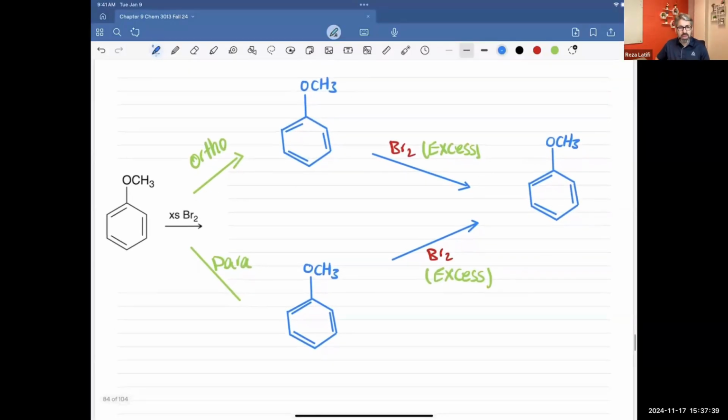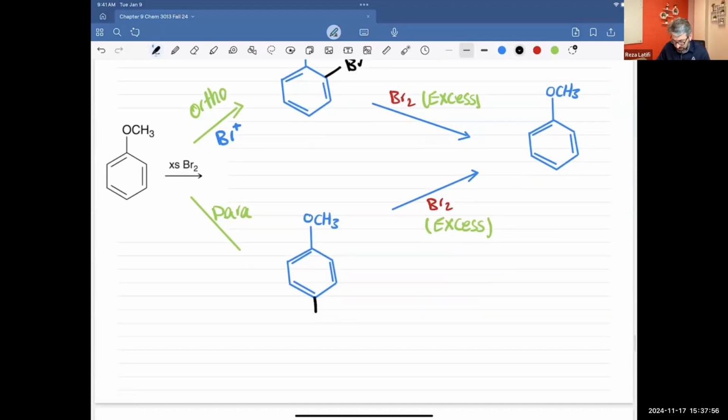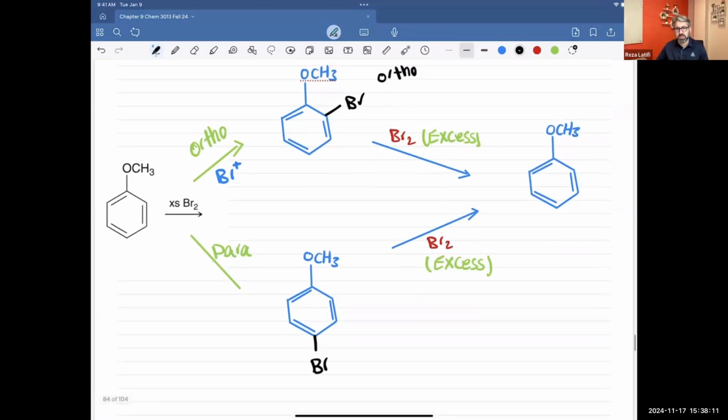Okay, so now when we add the Br plus, if you add it through the ortho position, you will get the Br here, and this is going to be ortho, or it can be added through the para position, and then in that case we will have para-bromoanisole. And this product is still active enough. Why? Because it has 2 lone pairs on oxygen, and the reaction is, in fact, not going to stop here.